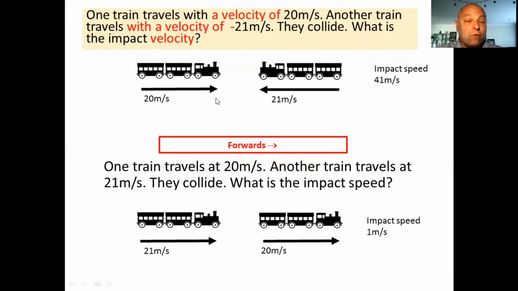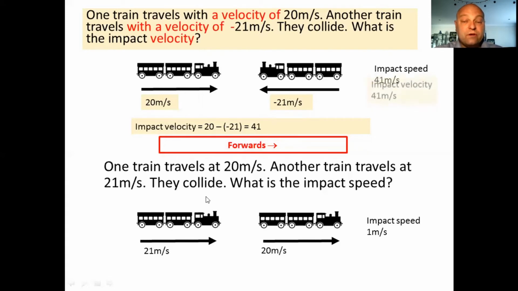Well, that would have been the top one, 20, well, minus 21 there, you can see, because it's going backwards. So that is 20. That is now minus 21. You can see the impact velocity is 20, take away minus 21, which equals 41. So the impact velocity is 41 meters per second. The unit is extremely important here, so we've added that in.